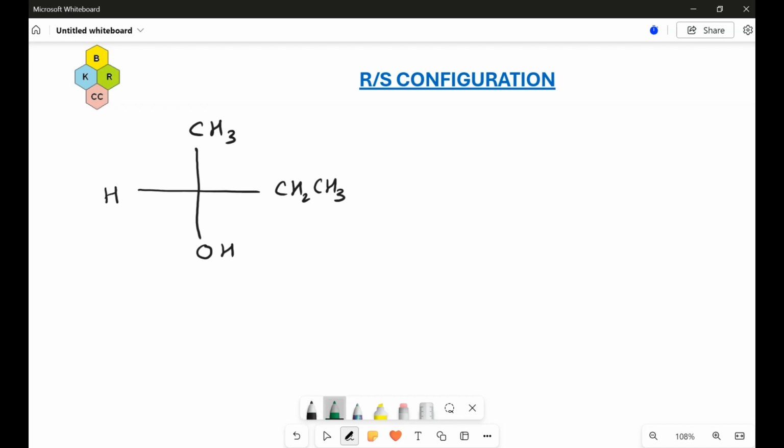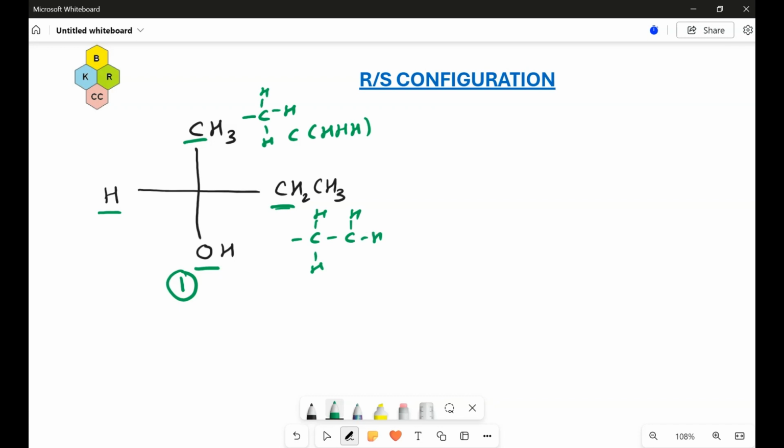Okay, now assign the priority. So you have oxygen, carbon, carbon, hydrogen. Again, I'm confused. Oxygen I'll say 1 because it has a higher atomic number than carbon, but I have two carbons here. Again, the same problem. Now, look into this carbon. This carbon is attached to all 3 hydrogens. But this carbon has 2 hydrogen and is further attached to another carbon.